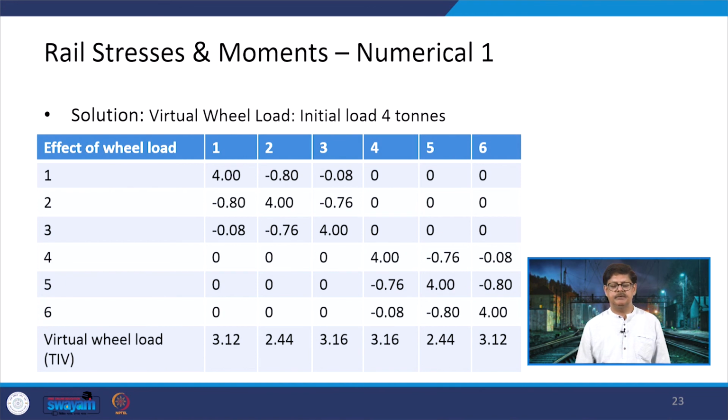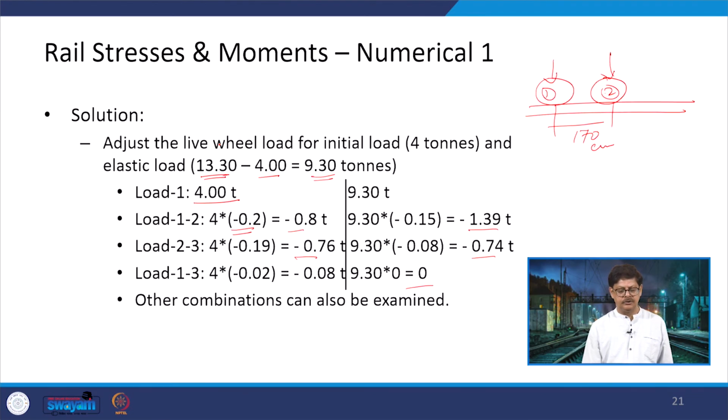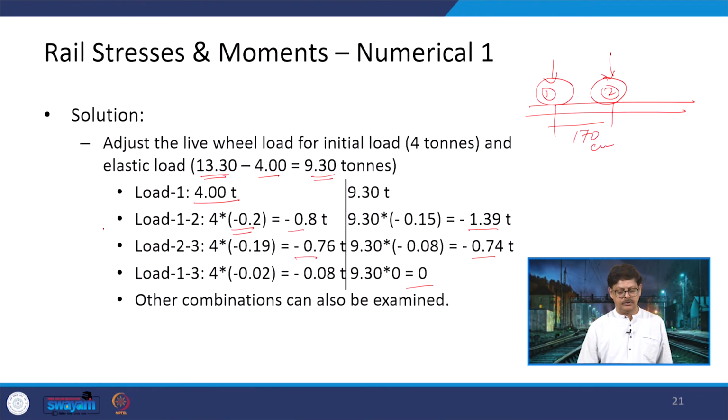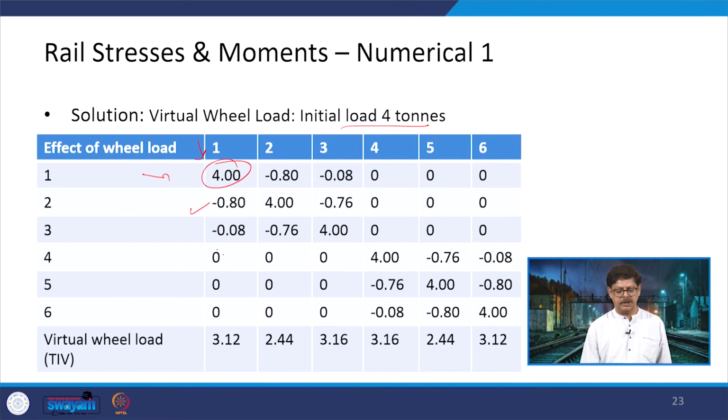So, this is a table for the initial load of 4 tons. Here in this case 1:1, this is 1 and this is 1, so 4 tons will be there. If we are talking about 2 and 1, we go back, 2 and 1, this is minus 0.8. So, minus 0.8 here, then 3 and 1, this one is minus 0.08. So, minus 0.08.